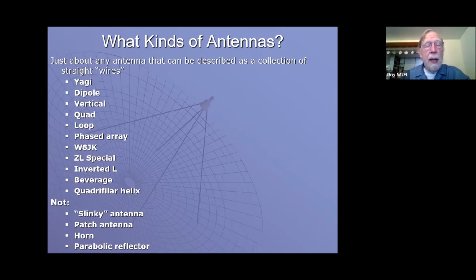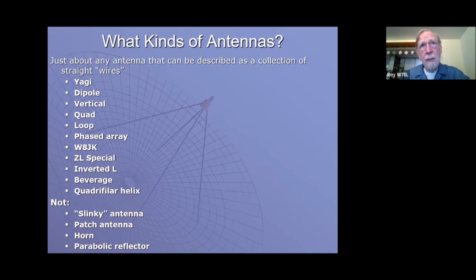It can't handle patch antennas or microstrip antennas because there's dielectric between the two elements of the antenna, and EZNEC does not have any way of accommodating a dielectric in the model. Horn antennas, you can build a wire grid model of a horn antenna. It's probably not terribly practical to do.